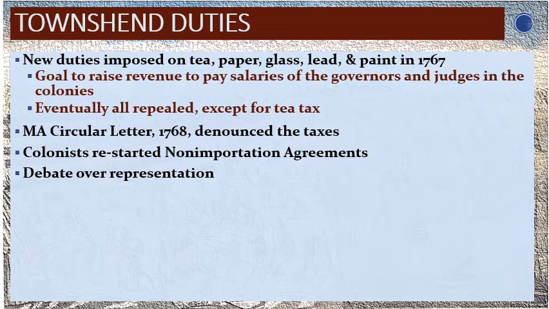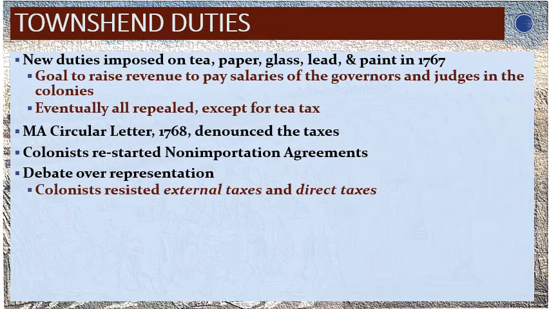What this Townshend duty series of debacles eventually created was a debate over representation. It's one thing to reject taxes and say you don't like taxes because they're unfair, or they're heavy, or they're bad, or you don't have a right to voice your opinion on them. But it's another thing to debate the role of the colonists in the British government. And that's exactly what starts to happen here in the late 1760s.